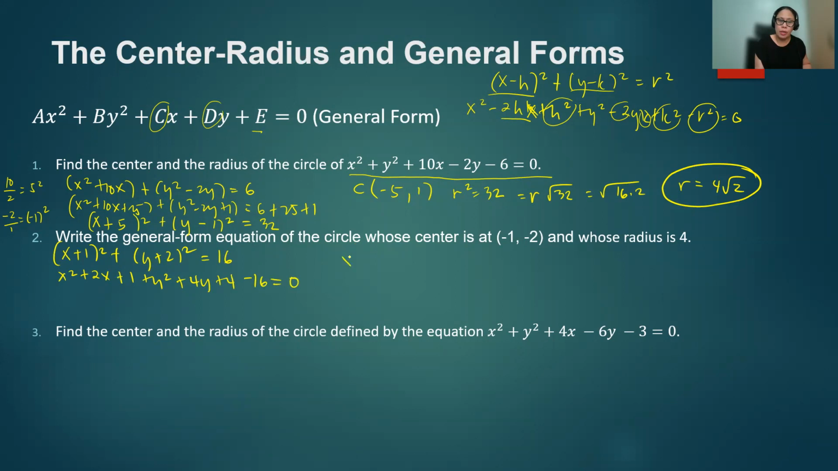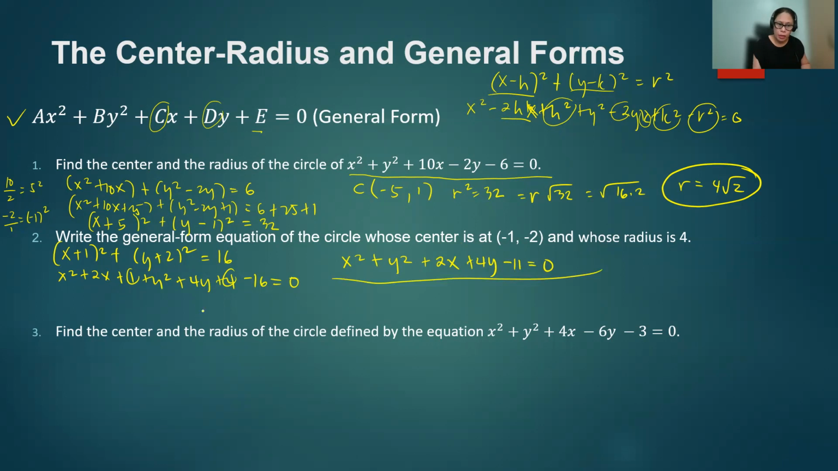Then combine like terms. So we have x squared plus y squared, arranged in this manner, plus 2x plus 4y, and then combine like terms. 1 plus 4 is 5, minus 16. So we have minus 11 equals 0. So this is the equation now.